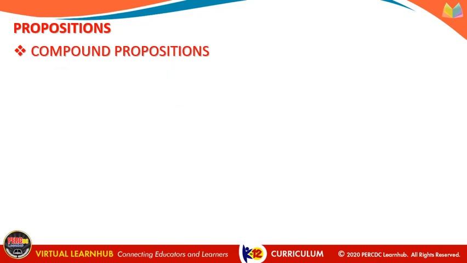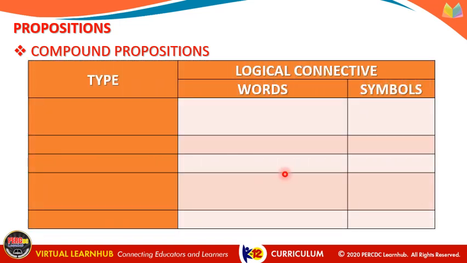The following are the different types of compound propositions, along with their logical connective that represents them. We also have here the symbols associated with each compound proposition. In the next video, we will be learning how to symbolize propositions. For now, let us make ourselves familiar with the different symbols and words associated to each compound proposition.